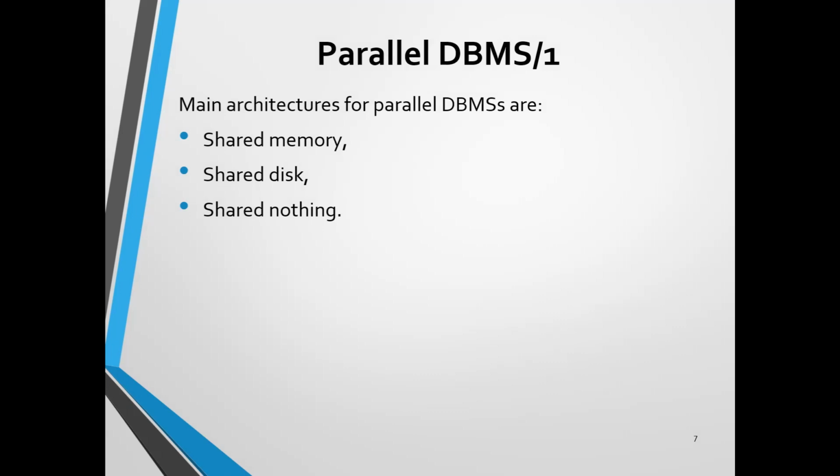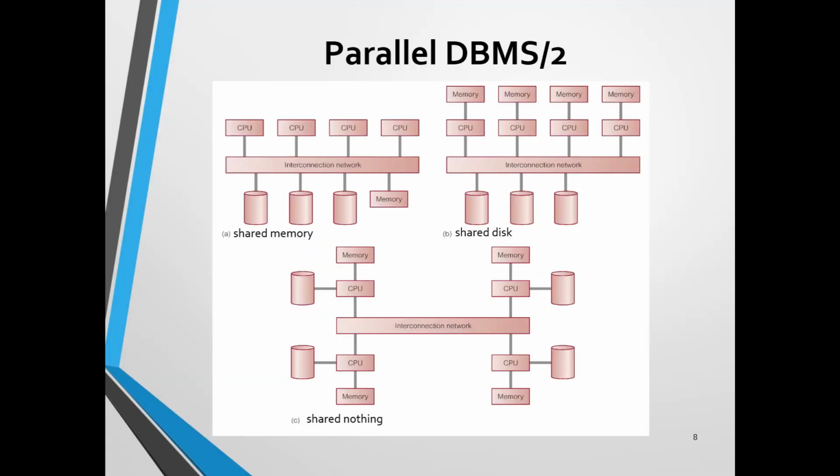So the main architectures for parallel DBMS are shared memory, shared disk, and shared nothing. So we can see here, we have shared memory, whereby there is one memory block that's being shared. We also have shared disk, whereby the disk is being shared amongst all of them. Then we also have the shared nothing, whereby each and every component is connected to its individual CPU and memory.